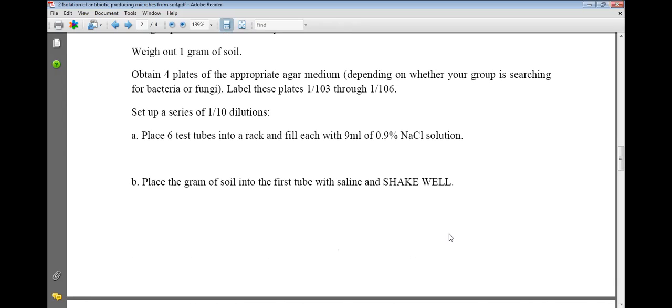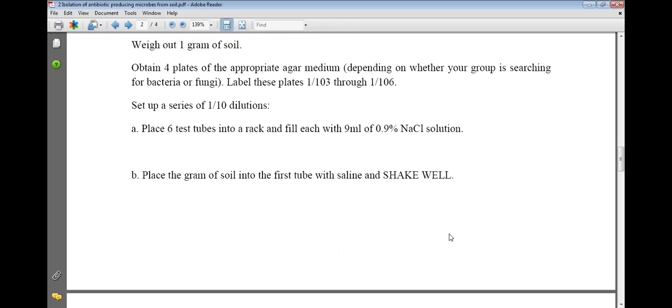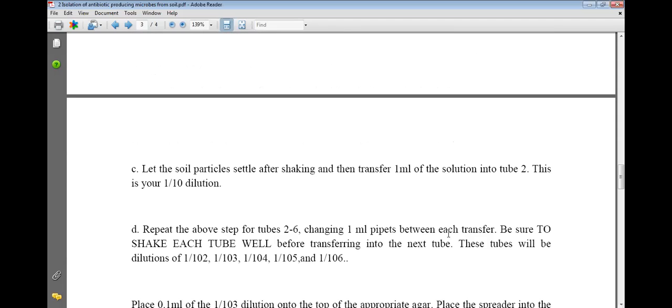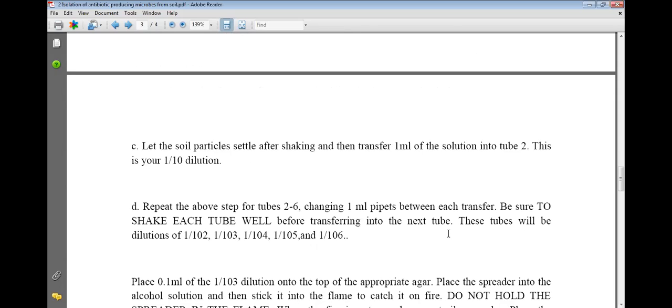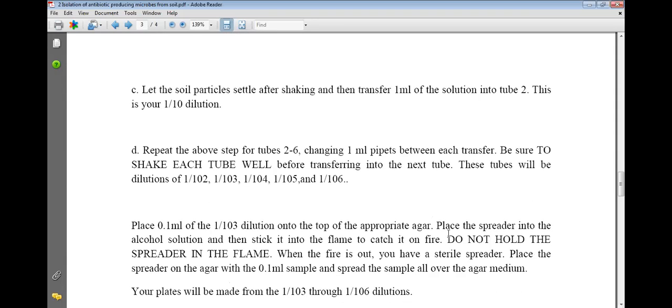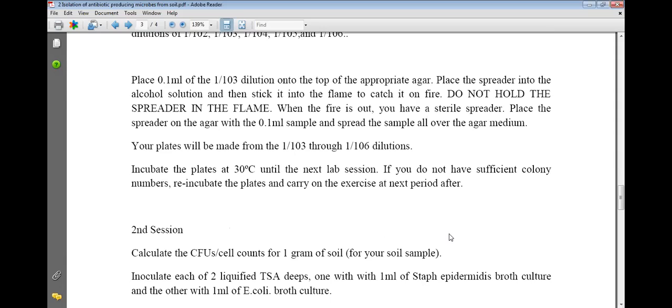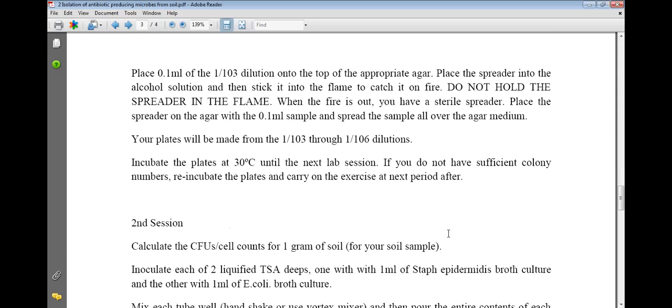Place 6 test tubes into a rack and fill each with 9 ml of 0.9% NaCl solution. Then shake it well and let the soil particles settle after shaking. Then transfer 1 ml of the solution into the second tube. Further, we repeat this process up to the 10^6 dilution, shaking properly each time, and then place the 1 to 10^3 dilution onto the appropriate agar.